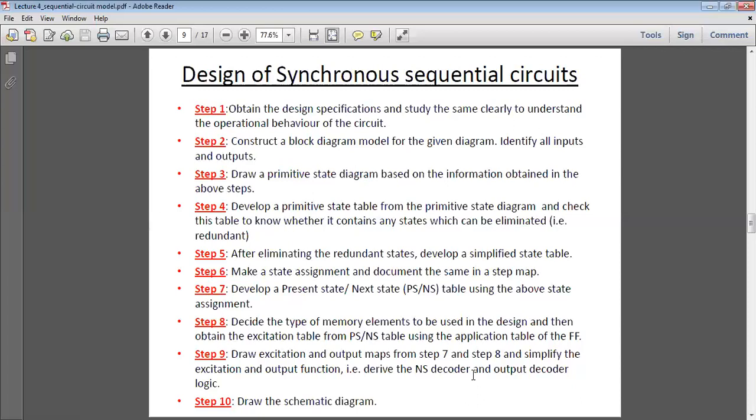From that, we have to decide the type of memory element, what type of flip-flop we have to use, that we have to find out. Then for that table, we have to find out the excitation table. From the present state, next state table, we have to draw the excitation table for that flip-flop, and the output map from the state table, and simplify the excitation table and output function. Then finally we have to draw the synchronous sequential circuit schematic diagram.